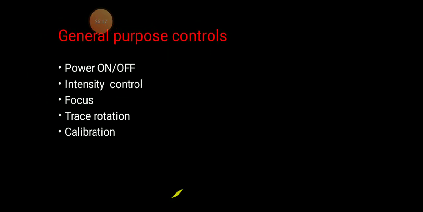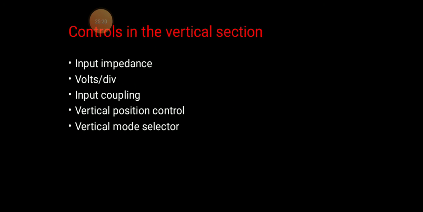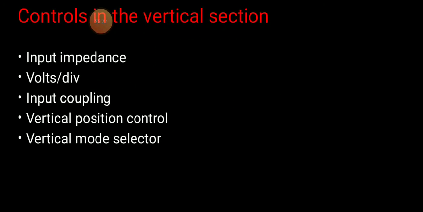Second one, we'll move on to the controls in the vertical section. First one, input impedance or input connector. Second one is the volts per division. Third one is the input coupling. Fourth one is the vertical position control. Fifth one is the vertical mode selector.